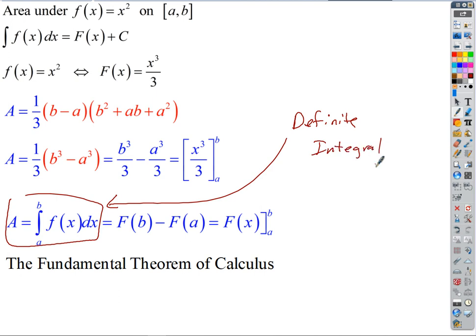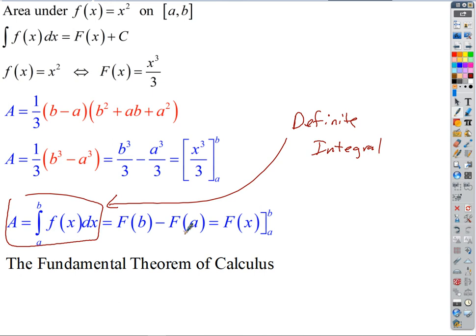Here's the function under which we're adding up area. The limits of integration: the lower limit goes on the bottom of the integral sign, the upper limit goes on the top of the integral sign. But the answer is just the antiderivative of f of x evaluated at b minus the antiderivative of f of x evaluated at a. There's kind of a shorthand notation for that, but a lot of books won't even say that. A lot of books will just leave it at this.